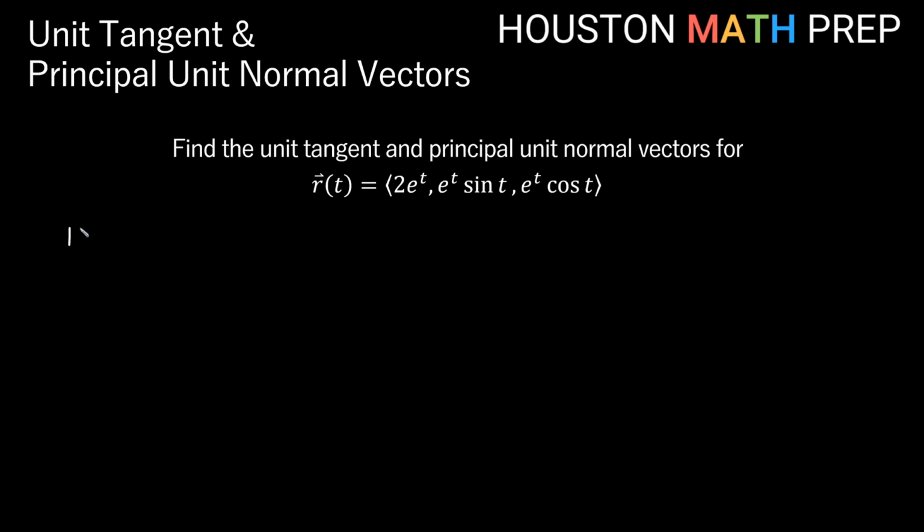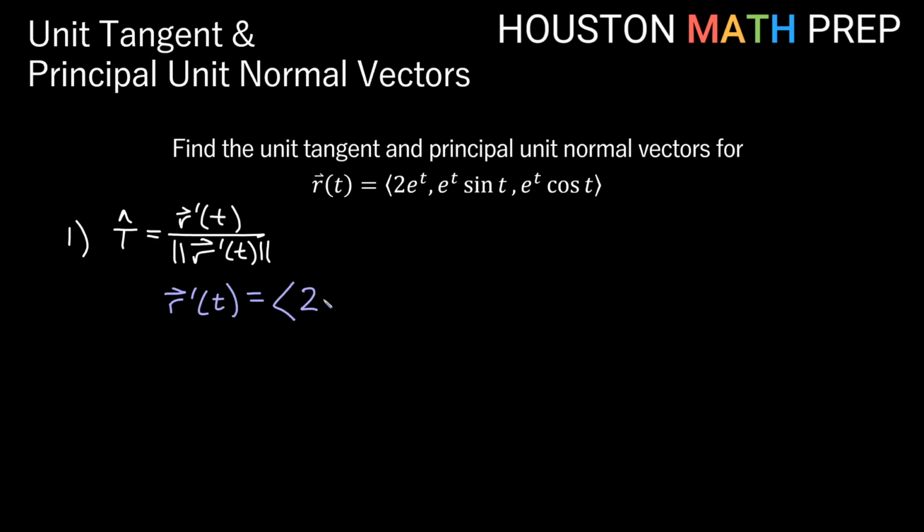So the first thing we're going to do is find our unit tangent vector, t hat. And now remember that is the derivative of our vector valued function divided by its own magnitude. So we'll first need to find our r prime of t. Our r prime of t, this first component, is pretty simple. We're going to have 2e to the t, just as its own derivative. And now we have a product rule for each of these. Now the derivative of e to the t sine t, the derivative of e to the t is itself.